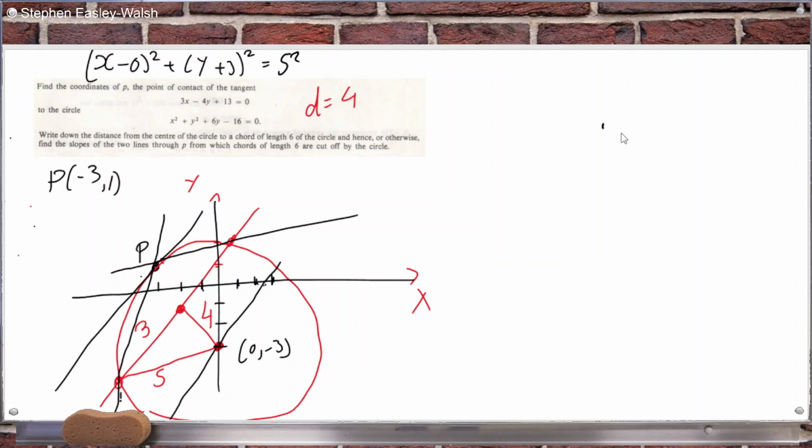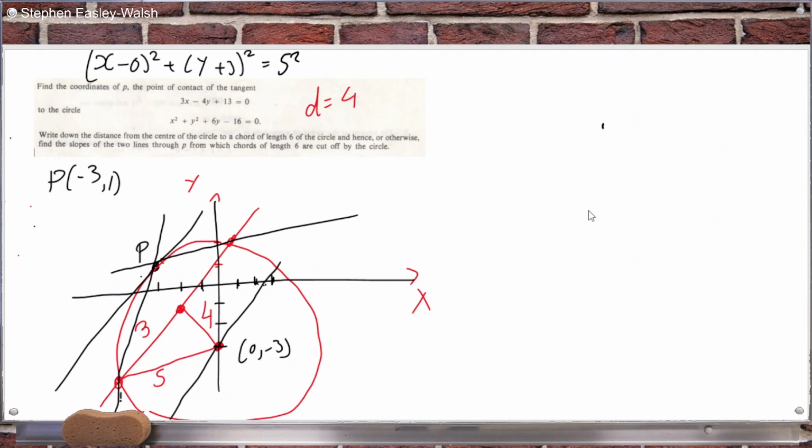Find the slope of two lines through P from which chords of length 6 are cut off by the circle. So they want many chords of length 6? Okay. So if that's the P, we want like a line here. Huh. I don't know. I'm really having trouble visualizing this. I'm starting to think that I'll need to graph this one.